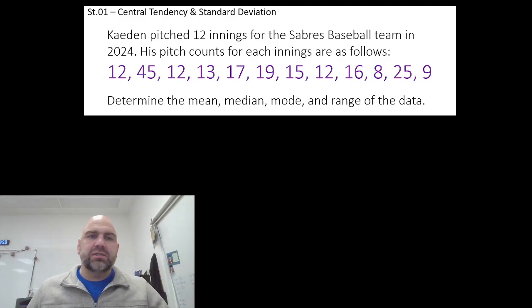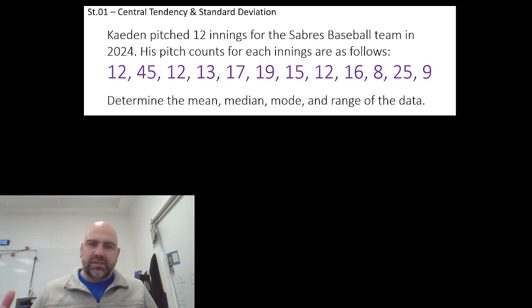So welcome to this video where we're going to be taking a look at some statistical things on central tendency and standard deviation. We're going to leave the standard deviation off to the side, but we're going to look at central tendency of a data set. So let's take a look at this example here.